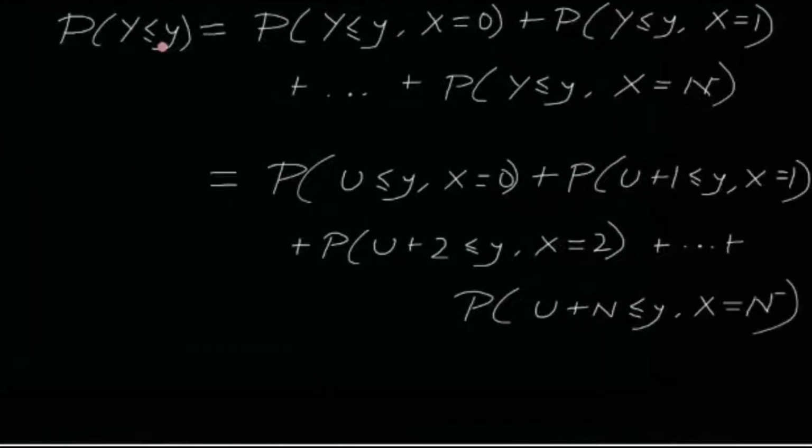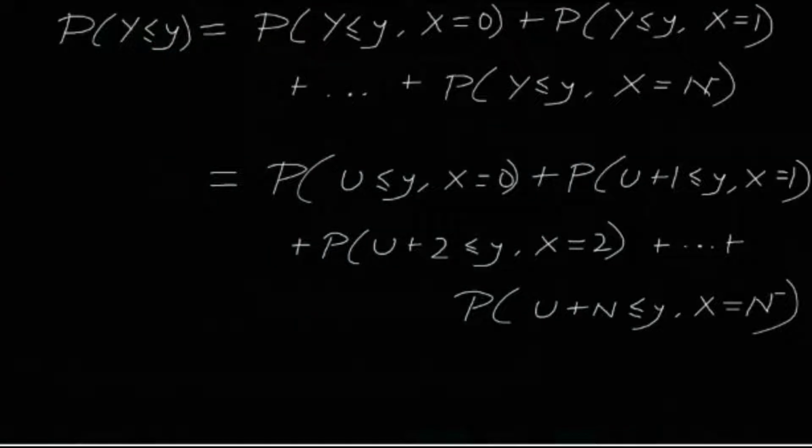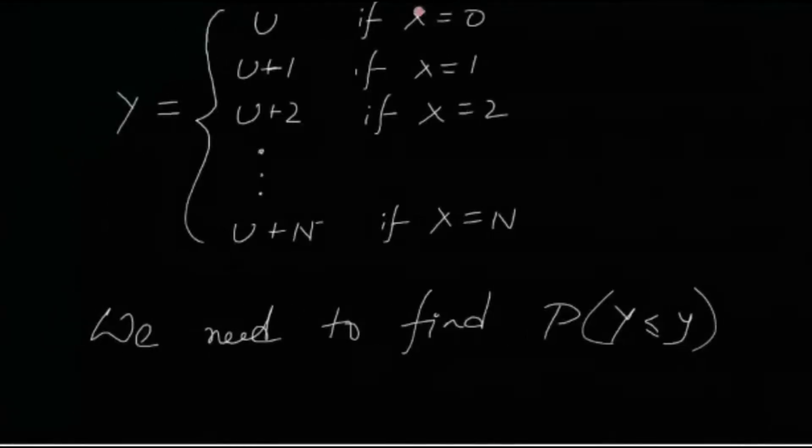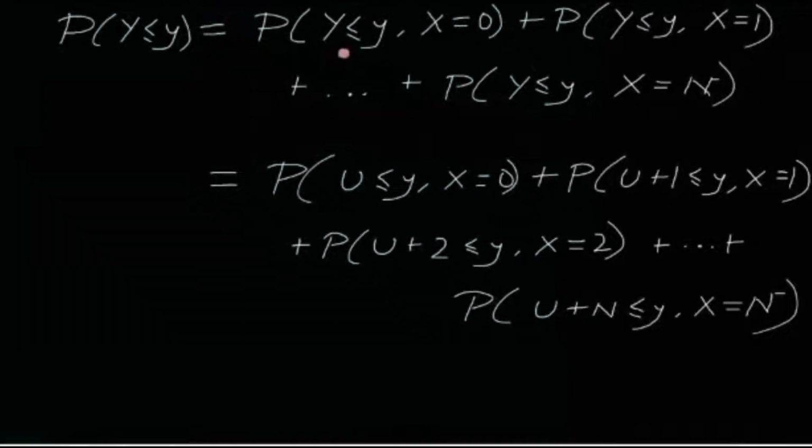Now, probability Y less than or equal to y is nothing but we're just taking the law of total probability. Since X is obviously going to take some value between 0, 1, 2, and n, the sample space can be partitioned into these n plus 1 sets. So probability Y less than or equal to y can be written as probability Y less than or equal to y intersection X equals 0, plus intersection X equals 1, and so on, intersection X equals n.